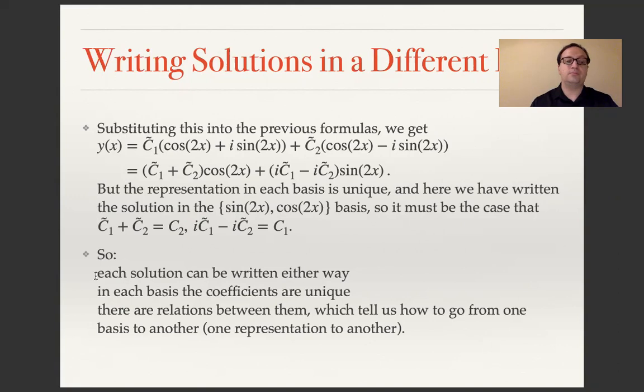So each and every solution can be written either way, either as a combination of sines and cosines, or as a combination of complex exponentials for this equation. In each basis, the coefficients are unique, and there are relations between them which tell us how to go from one representation to another. So knowing c1 and c2, one can compute c1 tilde and c2 tilde, and conversely, knowing c1 tilde and c2 tilde, one can compute c1 and c2.